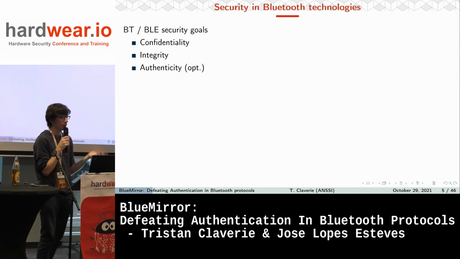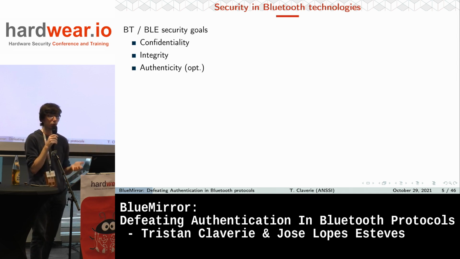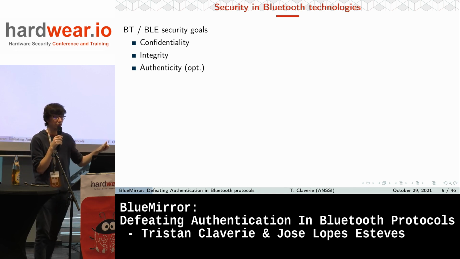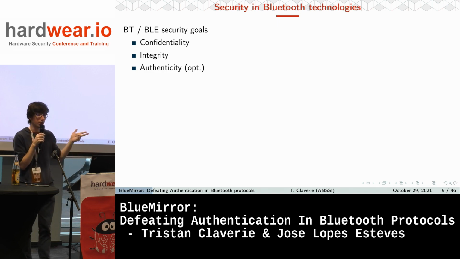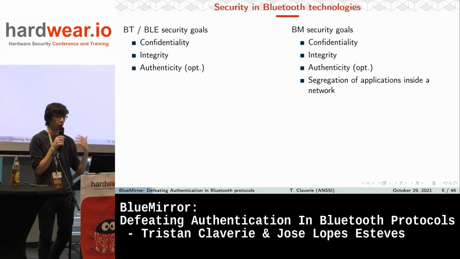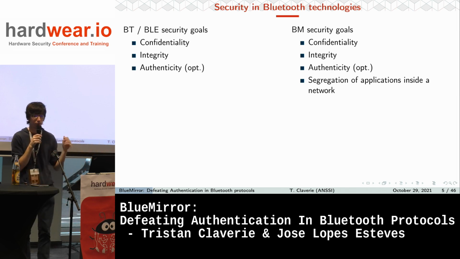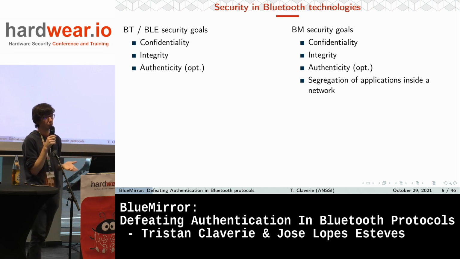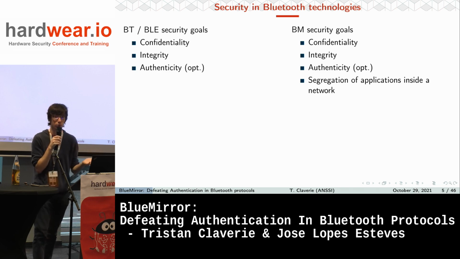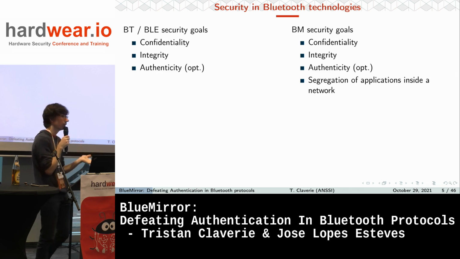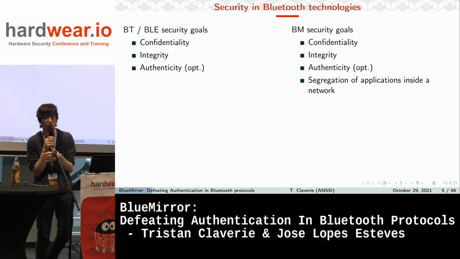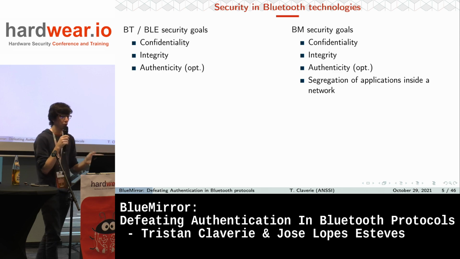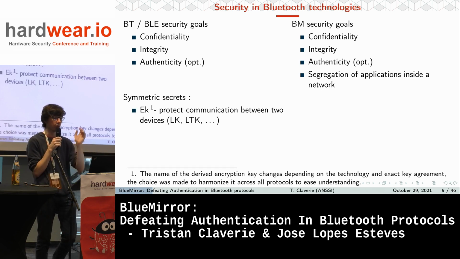So what about the security in those? If we look at Bluetooth and BLE, it's rather easy. They want to provide confidentiality, integrity, and authenticity of the communications. For Bluetooth Mesh, we also have the 3 properties: confidentiality, integrity, authenticity. But because it's a more complex protocol that actually creates a network, we want some additional properties. For example, we do not want any device on the network to be able to communicate with every application on the network. So we have some kind of isolation in mesh networks.